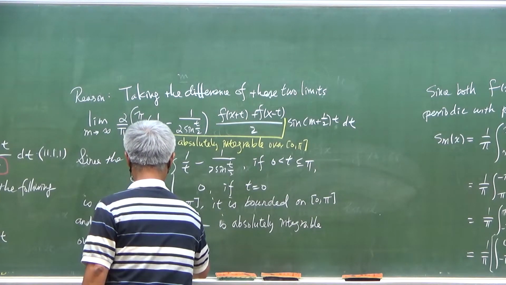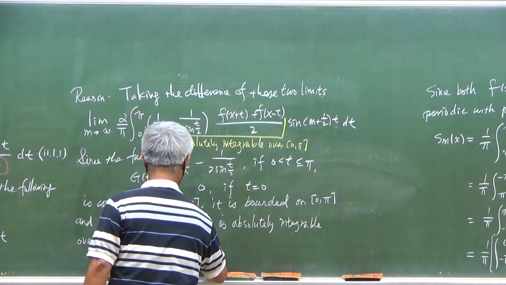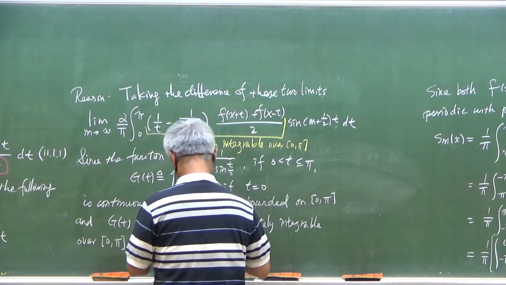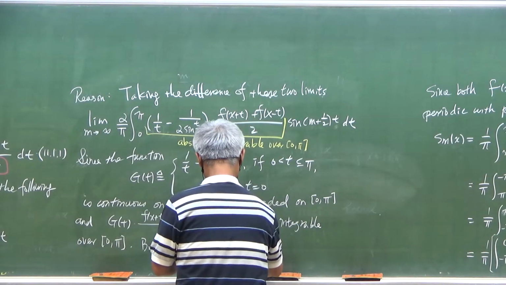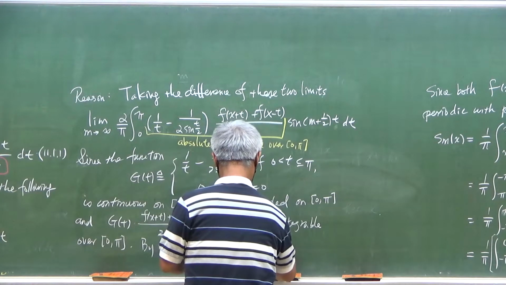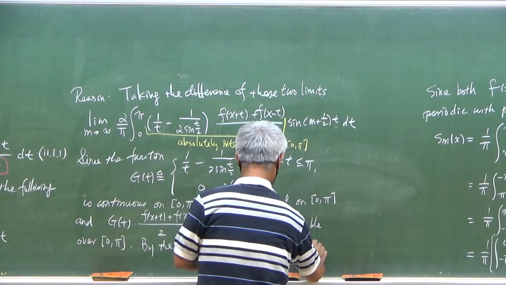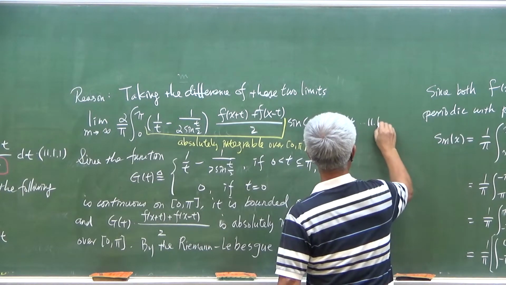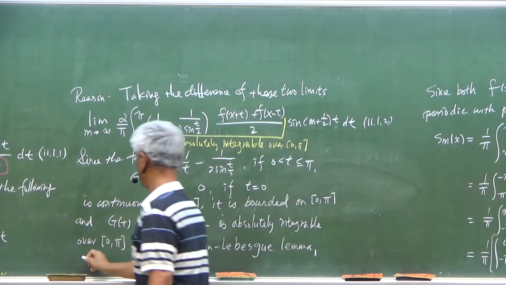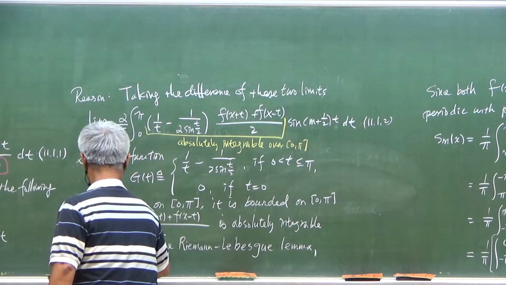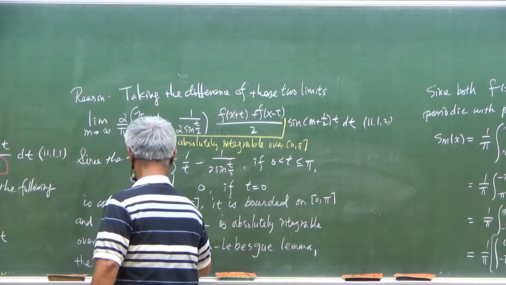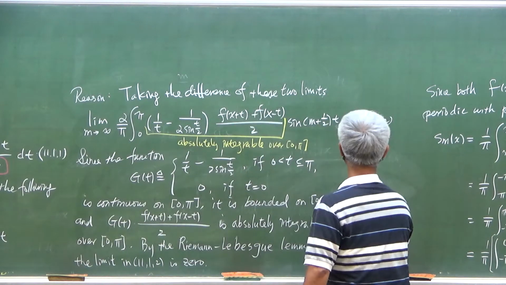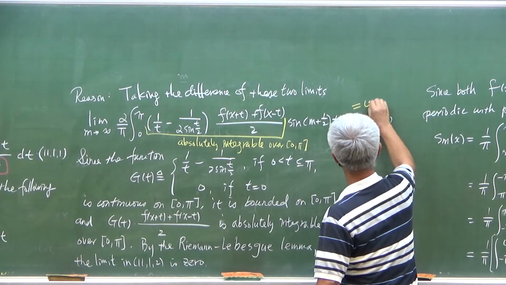Alright, so by the Riemann-Lebesgue lemma, the limit in (1, 2) is 0. Okay, so this is equal to 0. It's perfect.